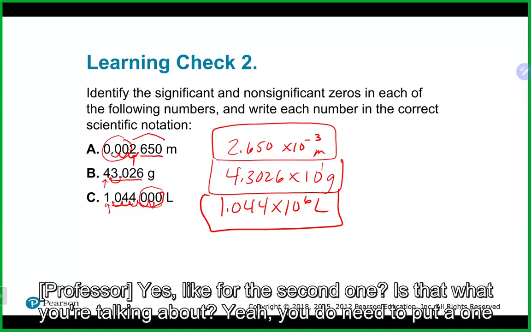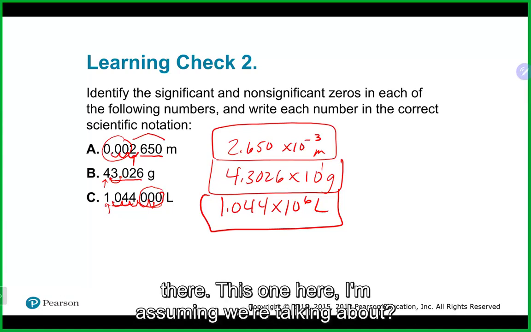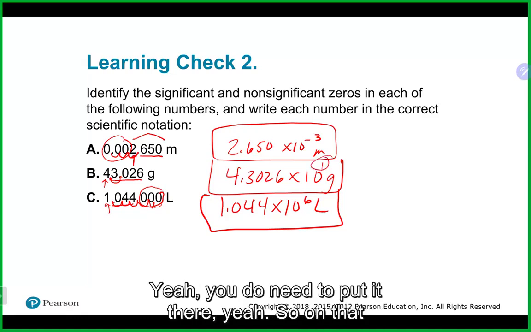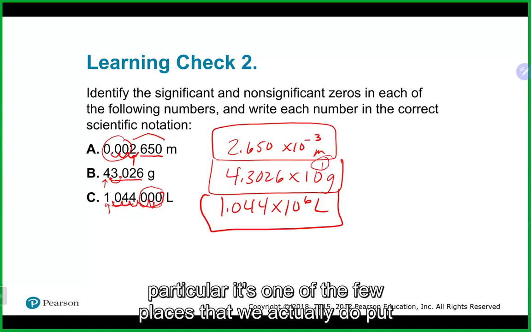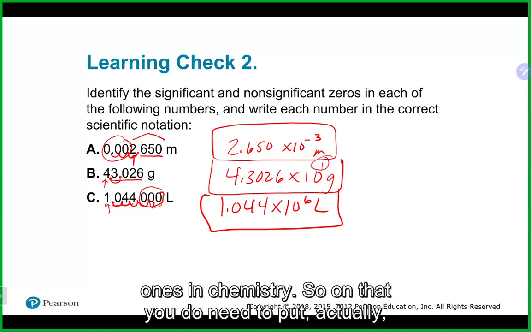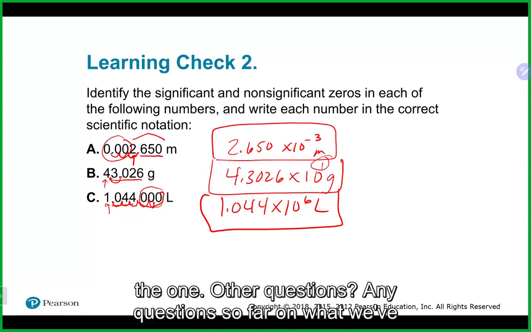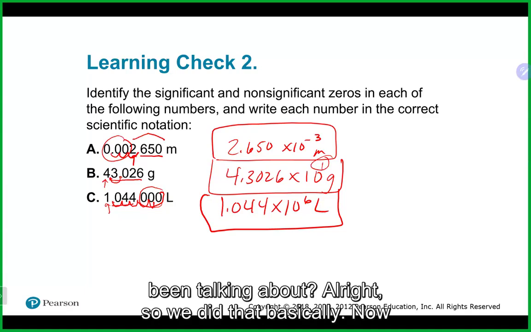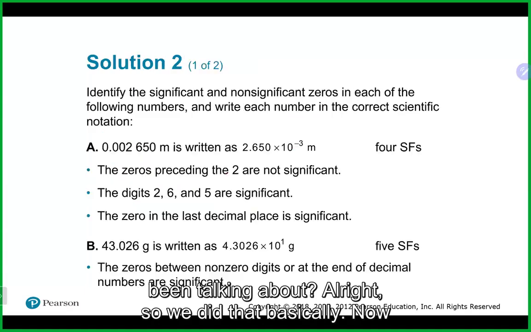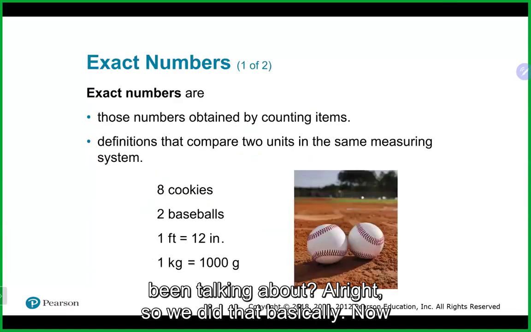Like for the second one, is that what we're talking about? Yeah, you do need to put the 1 there. This one here, I'm assuming we're talking about. Yeah, you do need to put it there. So on that particular one, it's one of the few places that we actually do put 1s in chemistry. So on that, you do need to put actually the 1. Yeah. Other questions? Any questions so far on what we've been talking about? All right. So we did that basically.